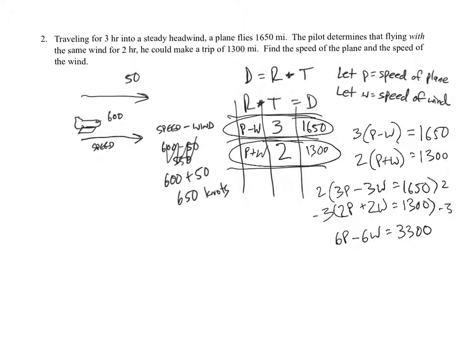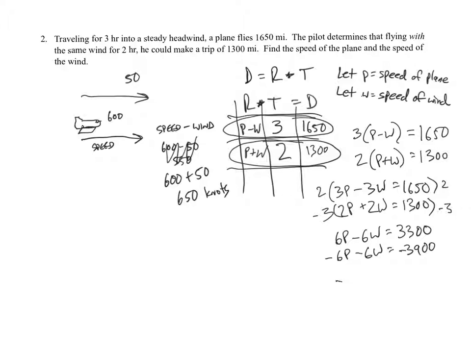And then if we do the second one, -3 times 2p is going to give us -6p, so our p's will cancel out. -6w equals -3,900. I usually write this on both sides just to remind me, this is negative.